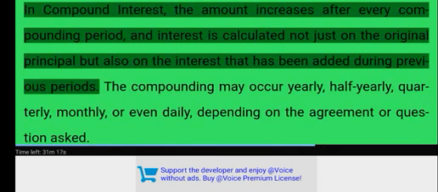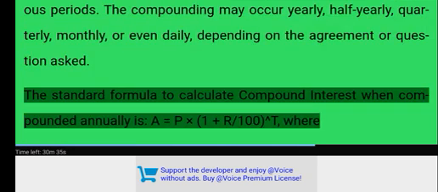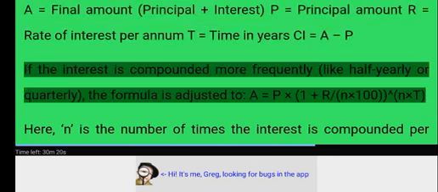In compound interest, the amount increases after every compounding period, and interest is calculated not just on the original principal but also on the interest that has been added during previous periods. The compounding may occur yearly, half-yearly, quarterly, monthly, or even daily, depending on the agreement or question asked. The standard formula when compounded annually is A equals P times (1 plus R over 100) raised to T, where A equals final amount (principal plus interest), P equals principal amount, R equals rate of interest per annum, T equals time in years, and CI equals A minus P.